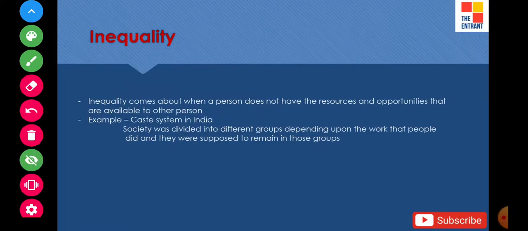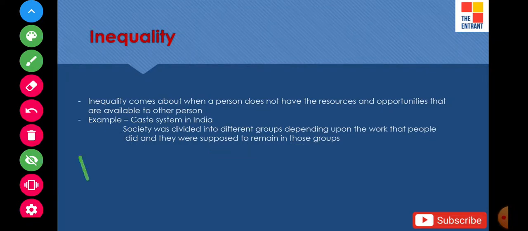Now, let's see. Inequality comes about when a person does not have the resources and opportunities that are available to the other person, as in this case was the education, which was not available to Samir 2. Now, one of the examples of inequality in India is the caste system, which is very rigid. In this system, society is divided into different groups depending upon the work that people did, and they were supposed to remain in those groups only.